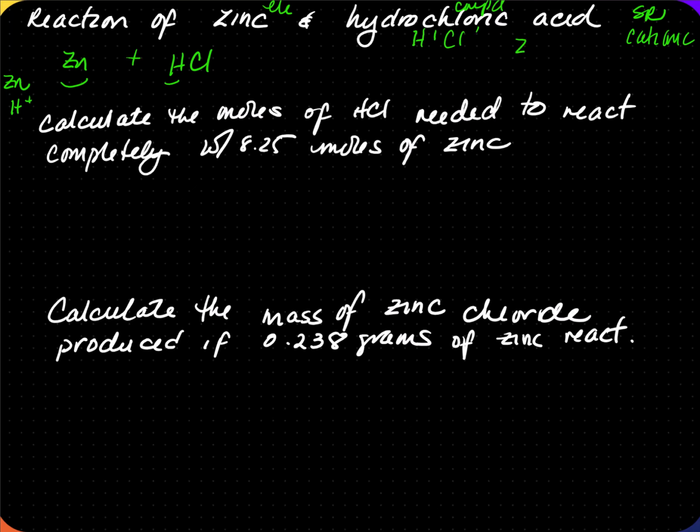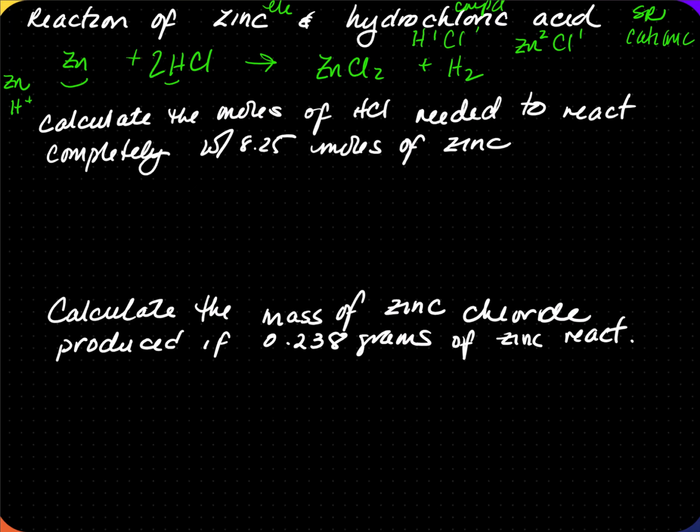So zinc's new partner is going to be chlorine. Charge of zinc is 2, chlorine is 1. Crisscross, so ZnCl2. What's left over is hydrogen, which is a diatomic. So in order to balance it, I just put a 2 in front of HCl.